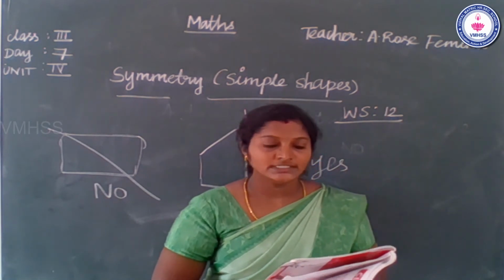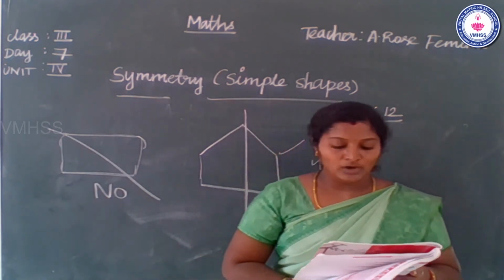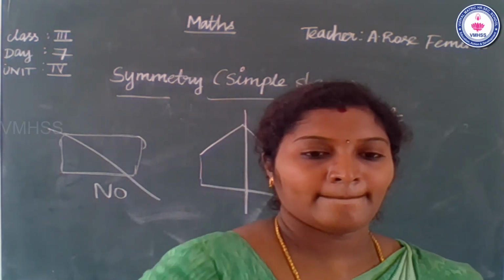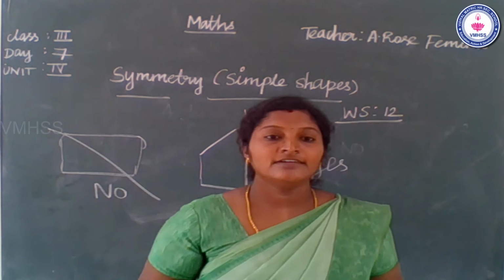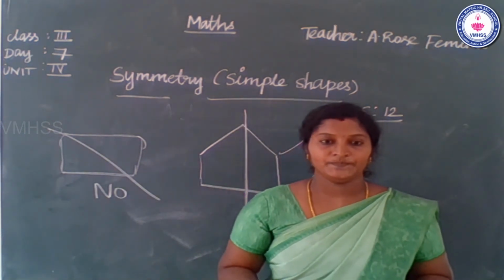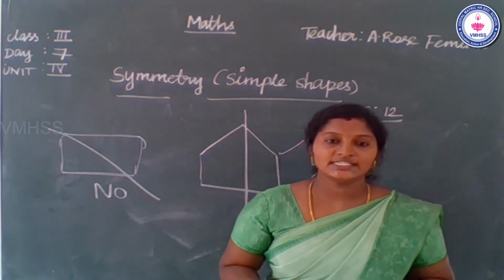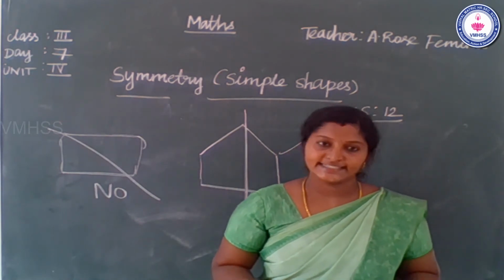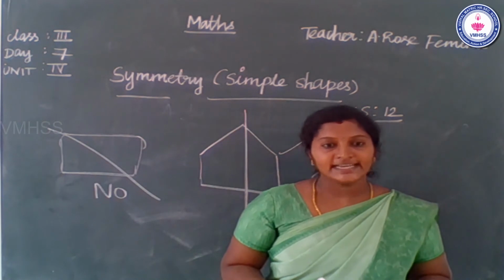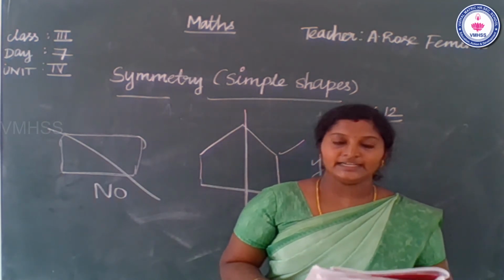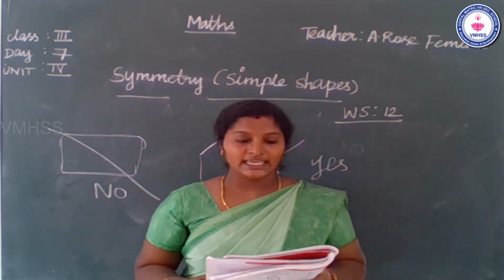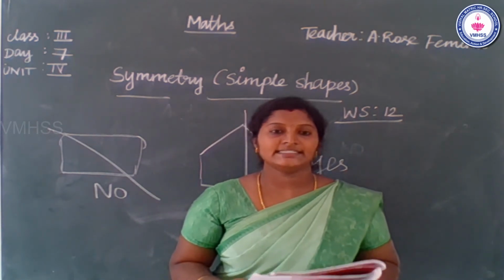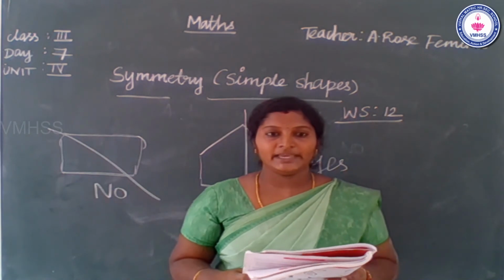Okay. So first one is no. This is not symmetrical. Second one yes. So this is the symmetrical. Okay. So C, this is yes. So third one yes. So this is a symmetrical image.